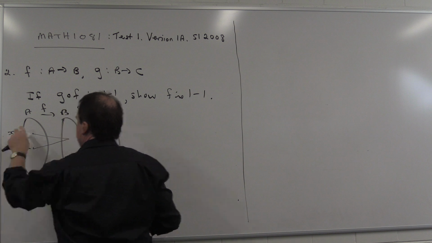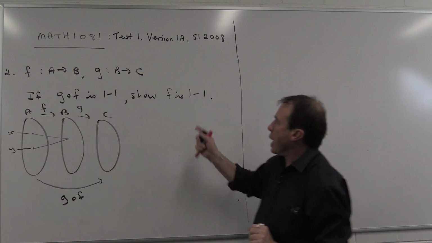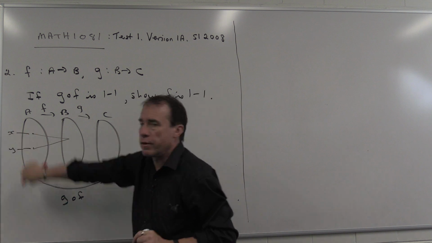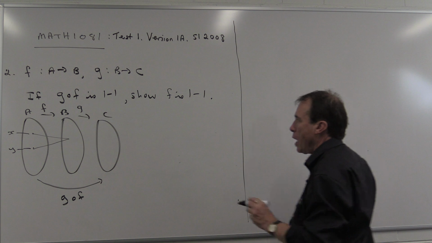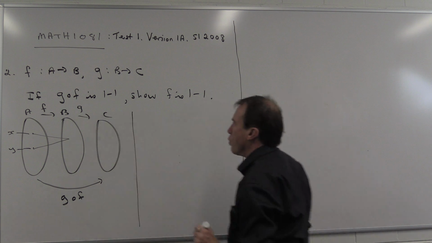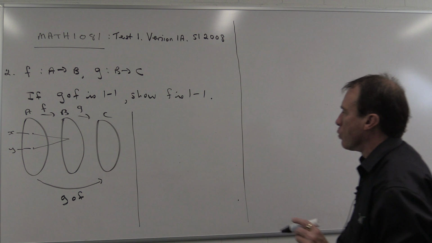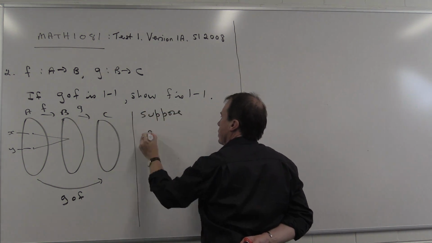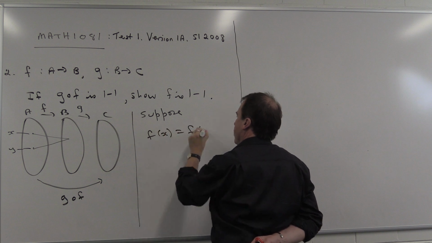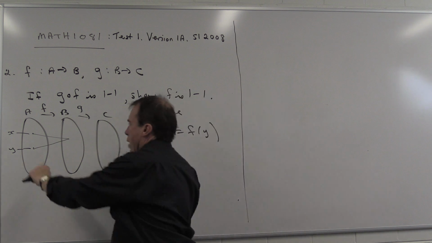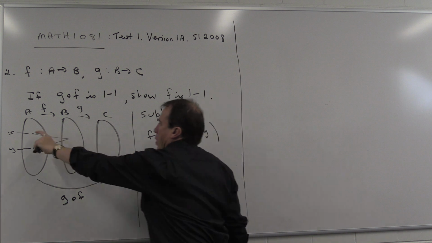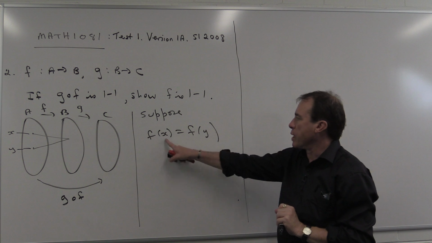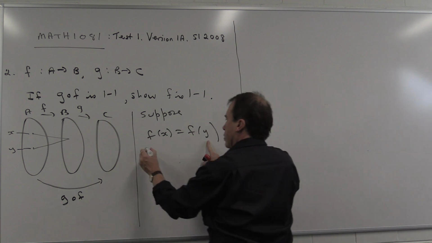So if I start out with an x and a y and I map them across, to show f is 1 to 1, I need to show that these x's and y's were in fact the same thing. Now whenever you're proving something is 1 to 1, the idea is you start out with the following statement. Suppose f of x equals f of y. That is, I start out with two numbers x and y, I apply f to them, I land here. Then the name of the game is I want to show x equals y. So I'll just write that down here.